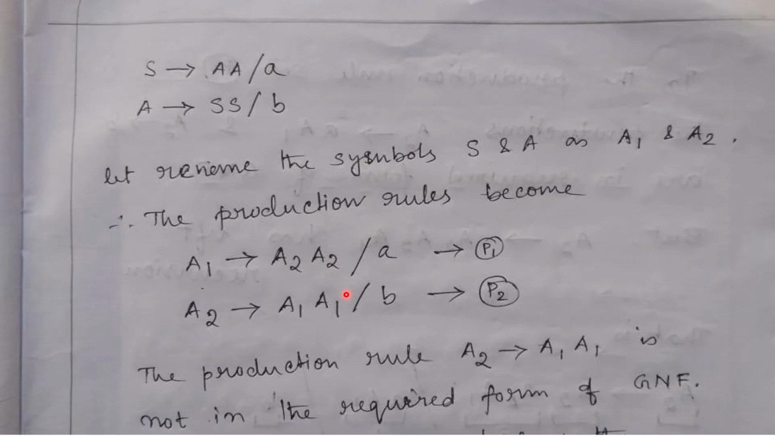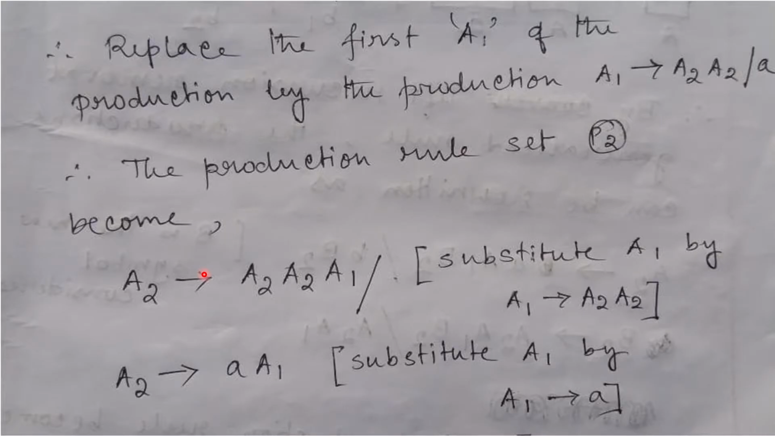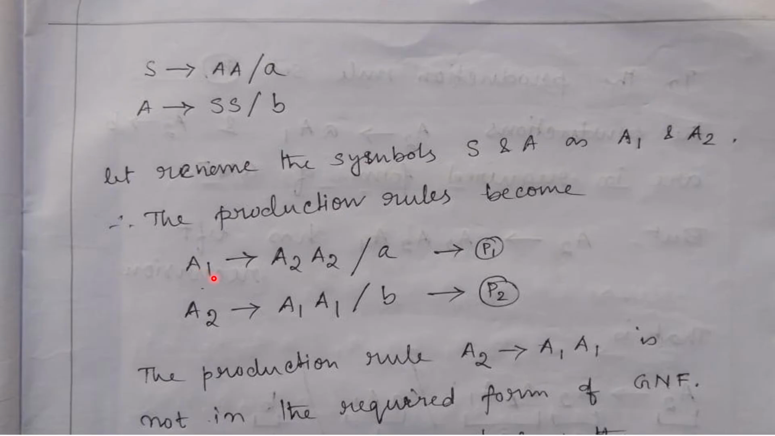Now you see, one thing is very important. When you are replacing this first A1 by this production rule, that means you have two possibilities, right? Yes, you have two possibilities. That is, A1 can be written as capital A2 capital A2.